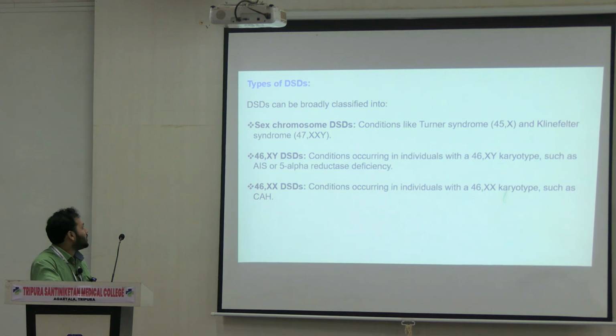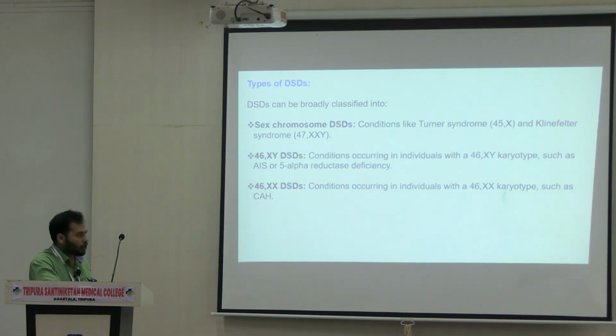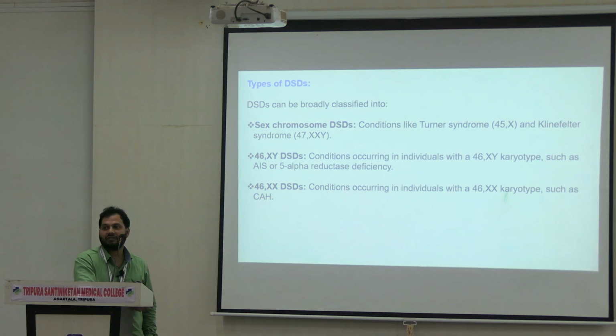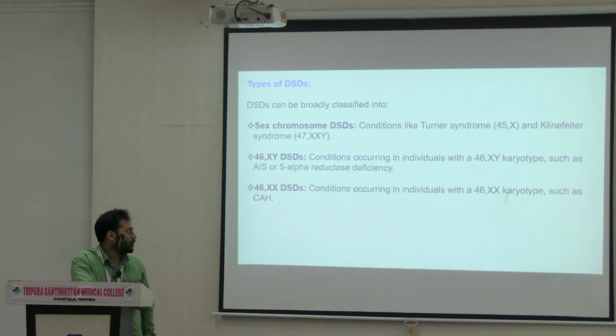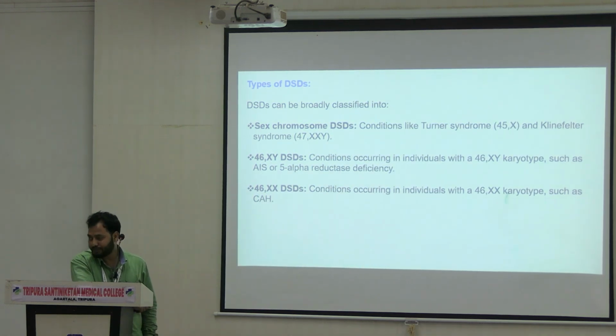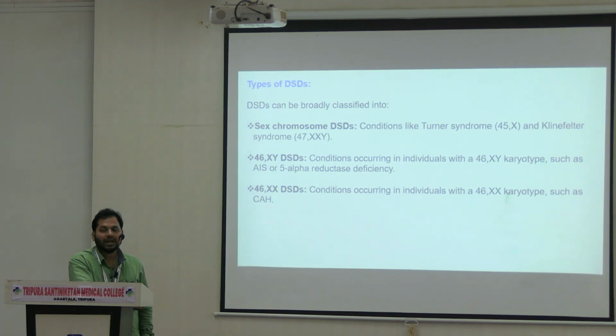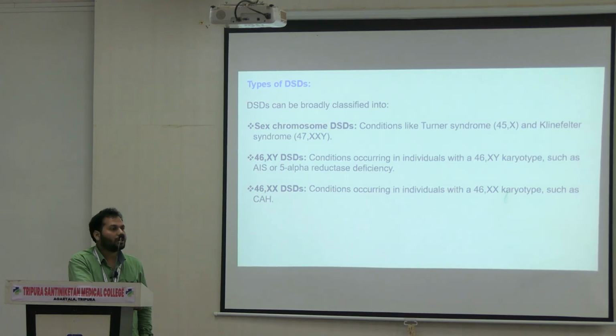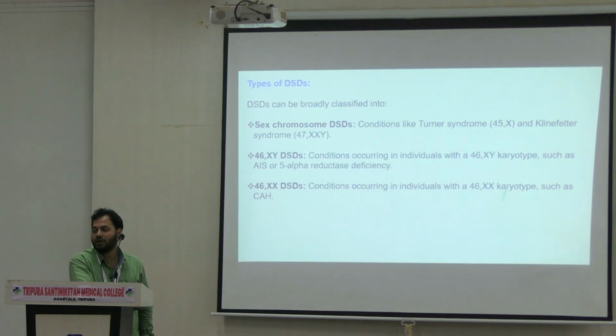Here also, in the case of this 46XX DSD, the chromosome number or karyotype is normal, but if you see the external features, they are not normal according to the chromosomal distribution. So these are the most important disorders that are related to the differentiation of sex or differentiation of gonads.